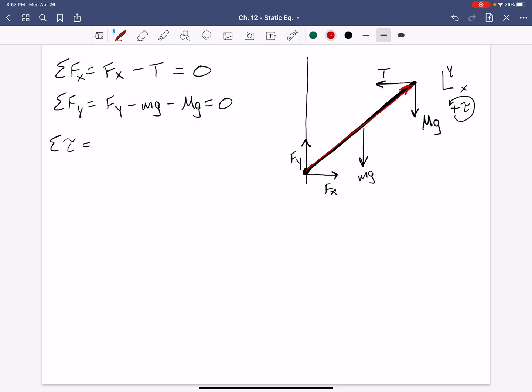You can't really see that. You can do torque two ways, right? One of two ways. The radius vector, the r vector, is always pointing from the axis to where the force is applied. So for the tension up top, that's the radius vector there. That's actually r.